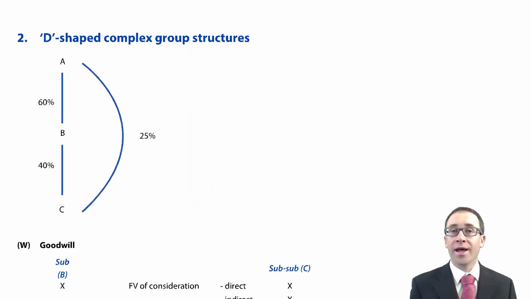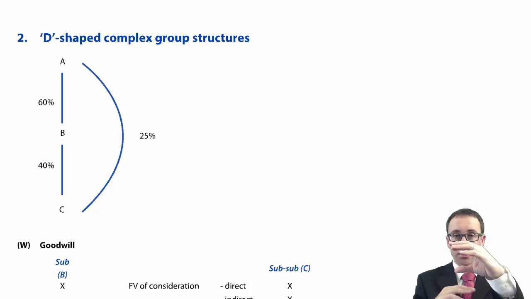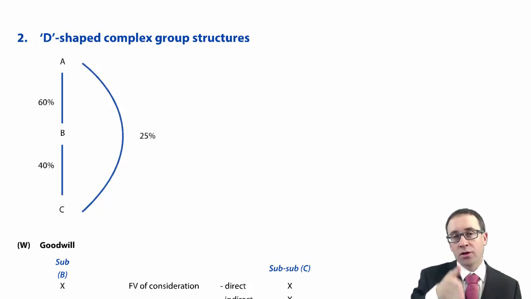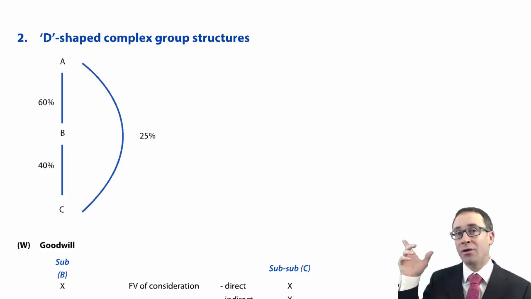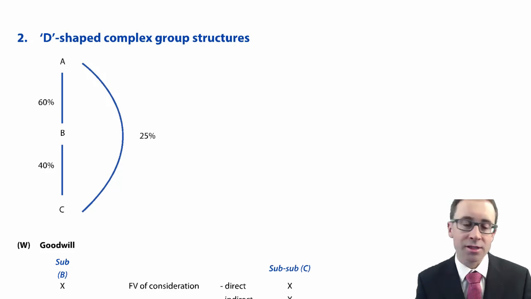So let's now go through and have a look at the second aspect of our complex group structure. Remember, the first bit was whereby we had the parent, the subsidiary, and the sub-subsidiary, wasn't it? So your vertical complex group structure. What we're going to go through now is this D-shaped complex group structure. You'll be glad to know that based on what you've learned already with your vertical group structures, there isn't too much extra to go through and include, which is a bit of a relief, isn't it?